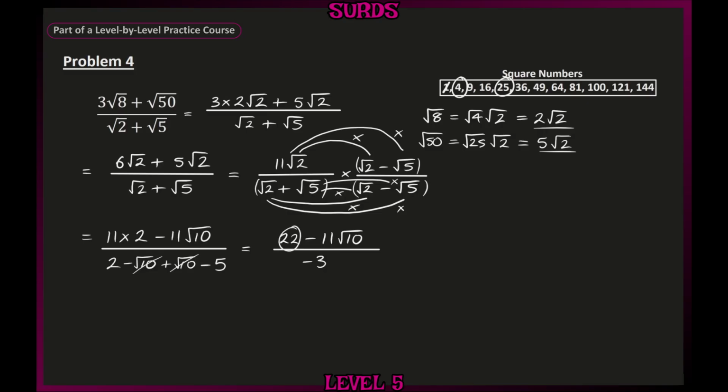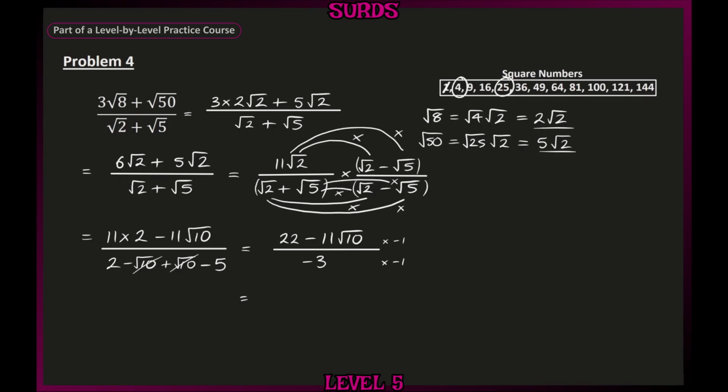Now, since 22, 11, and 3 have no common factors greater than 1, we can't simplify this fraction any further. So we can leave our final answer as 22 minus 11 root 10 over minus 3, and this would be fine. Having said that, it's often neater to not have this minus in the denominator. And what we can do to remove this is to multiply both the numerator and the denominator by minus 1. Again, multiplying top and bottom of a fraction by the same thing keeps a fraction equivalent.